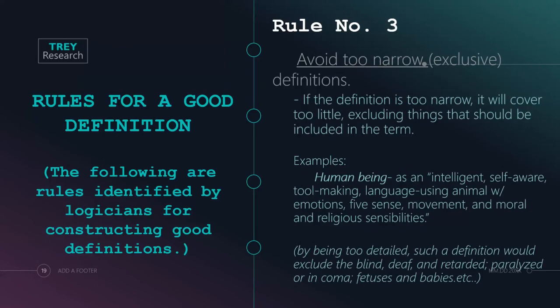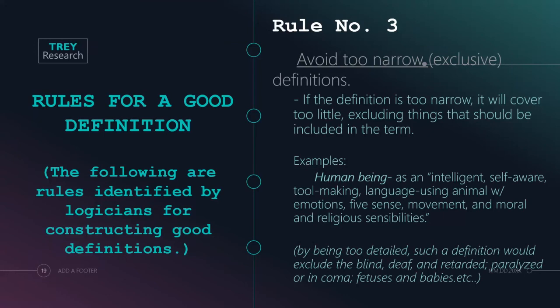Avoid too narrow. This is very exclusive. Sometimes we can define words that can be very exclusive, no? If the definition is too narrow, it will cover too little, excluding things that should be included in the term. Okay, so kailangan we should try to balance things out. Hindi naman yung sobrang exclusive siya. Example dito is human beings as an intelligent, self-aware tool making language using animal with emotions, 5 sense movement, and moral and religious sensibilities.